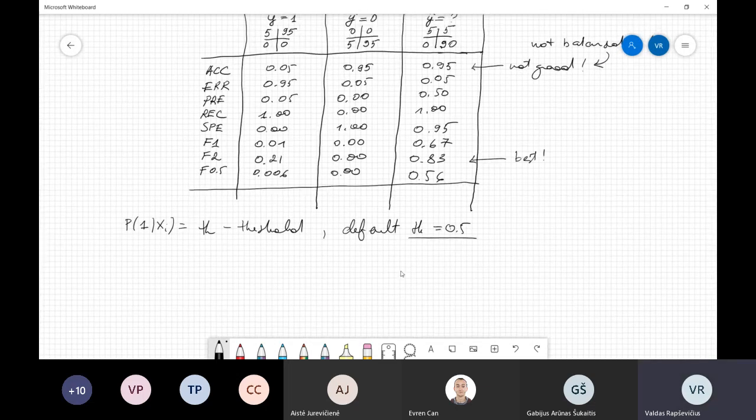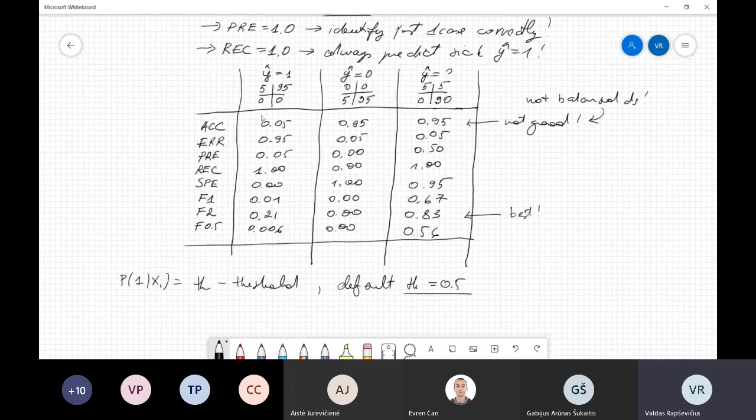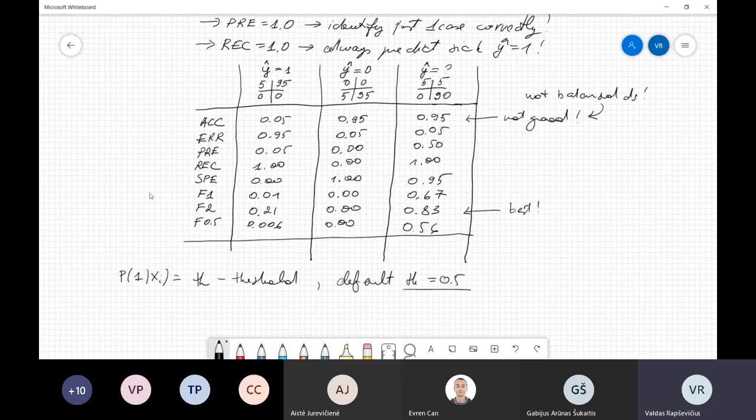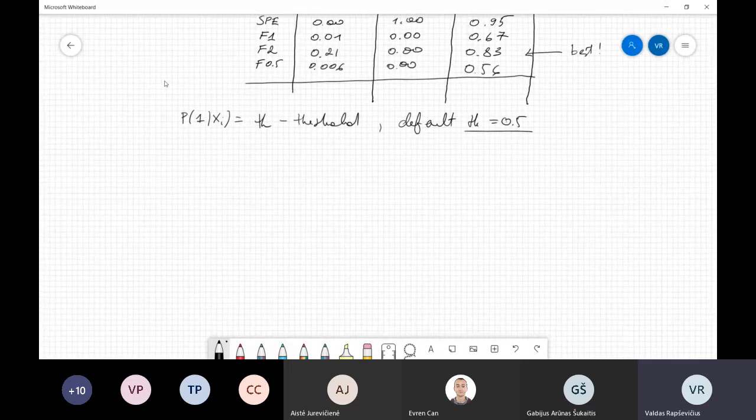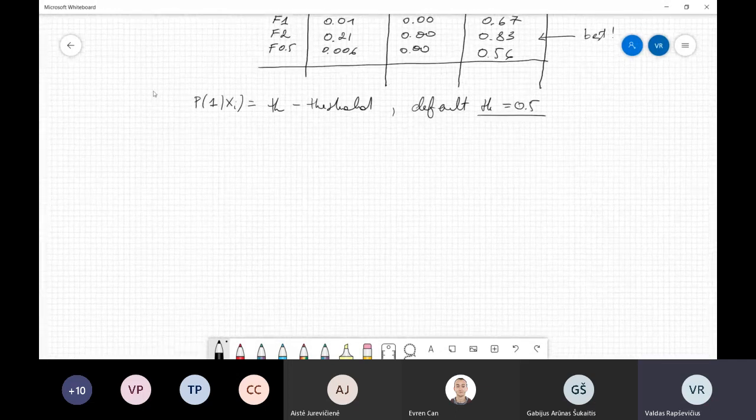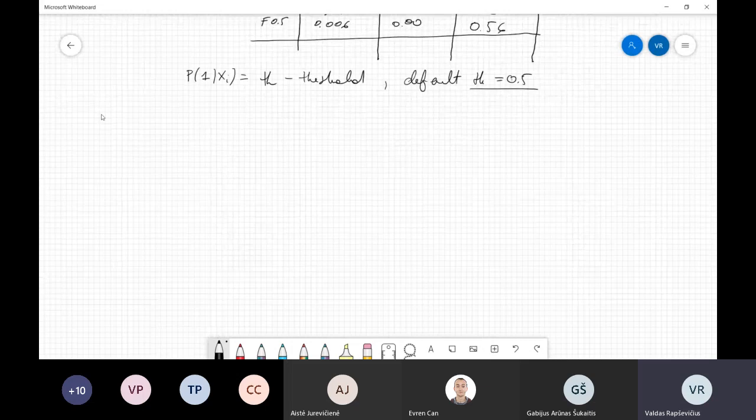So by changing the threshold, we can get different metrics. Metrics change not only with the model itself when you construct it, but also with the choice of the threshold. So let me now create a different example where we choose different thresholds and get different results with respect to the metrics.